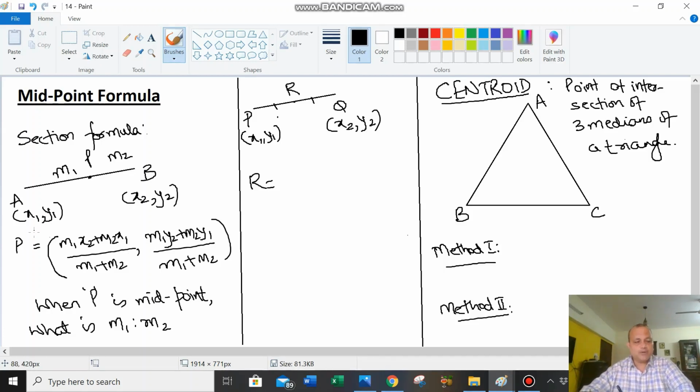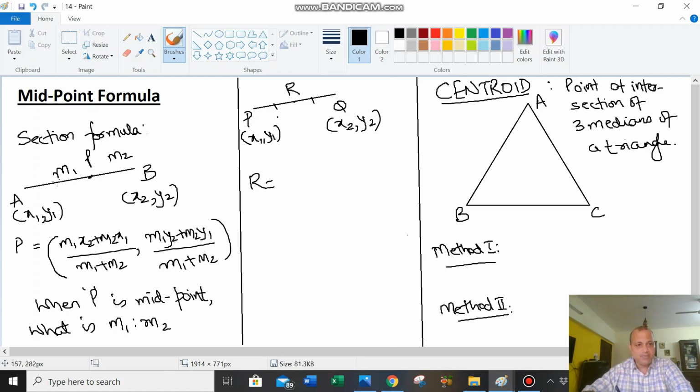Let's move on to the next part of the chapter, which is about the midpoint formula. Before we start, let's revise the section formula. Well, the section formula says if a point P divides a line segment AB in the ratio m1 is to m2, we can calculate the coordinates using the section formula.